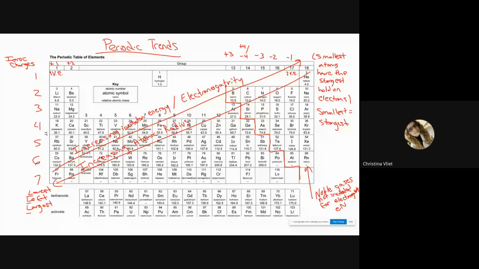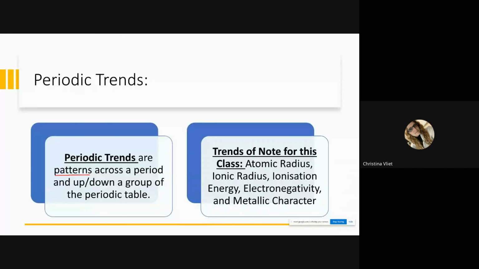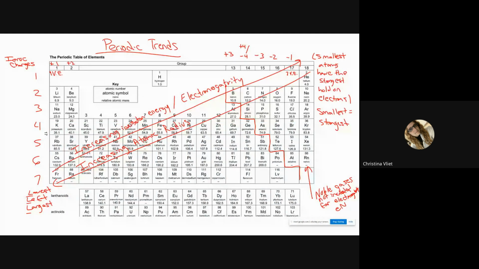There's one more trend that I at least want to bring up, just in case there's some questions in the homework that are about it, that I just want you to fill in real quick. The last trend that was brought up in the initial part of the lesson was metallic character. What do you think metallic character means? Because there was one other trend here that said metallic character. What does that mean? How much like a metal it is. That's all that is. Metallic character is just how much like a metal an element is.